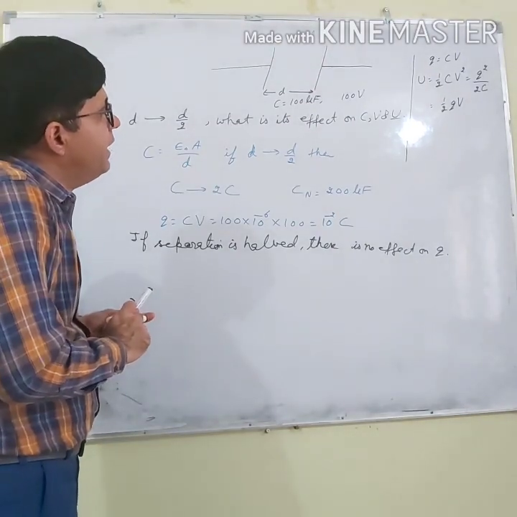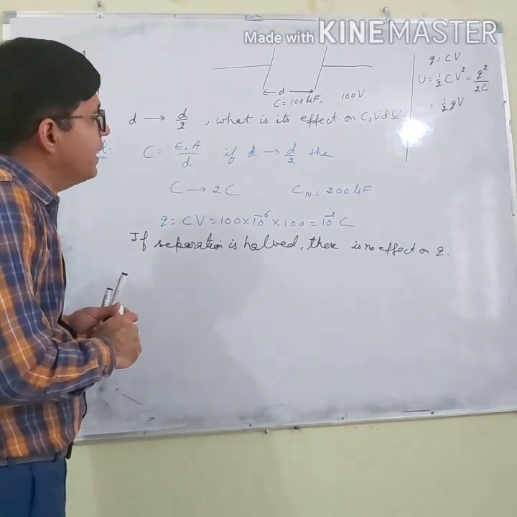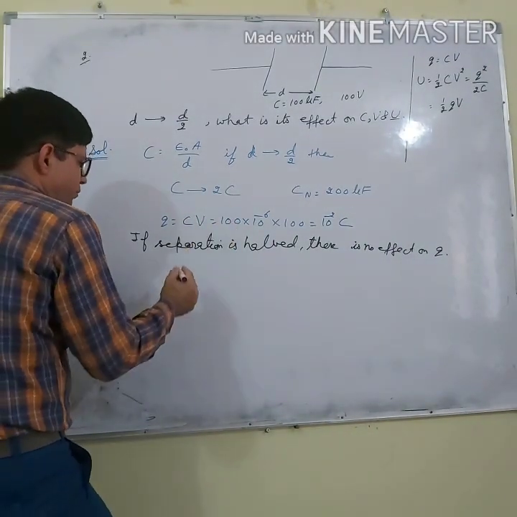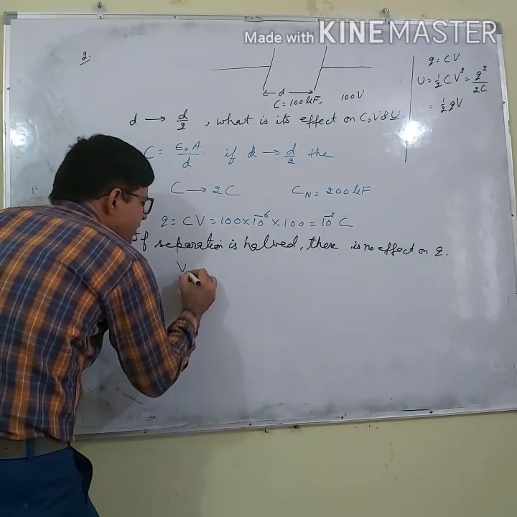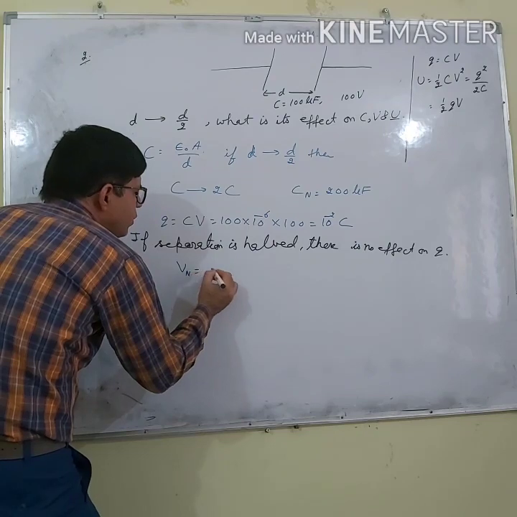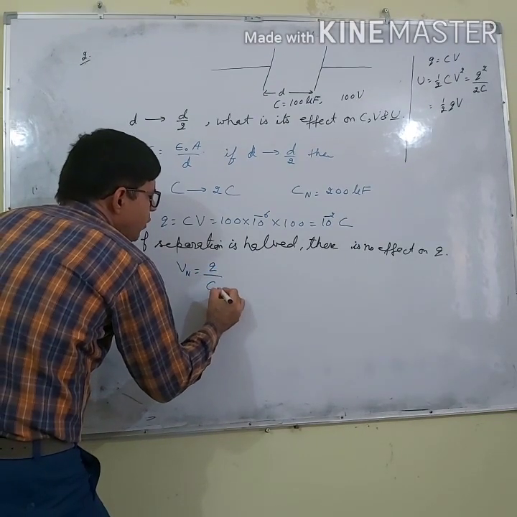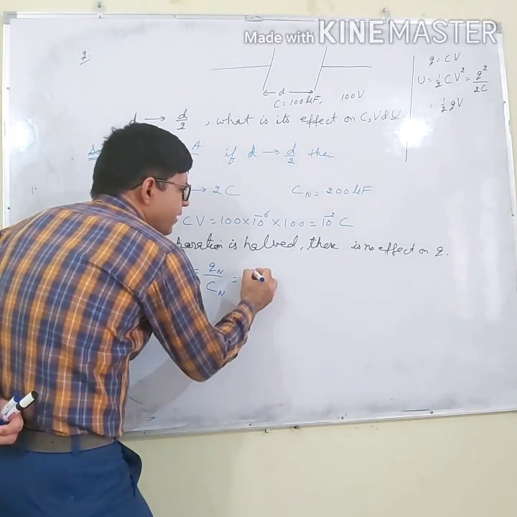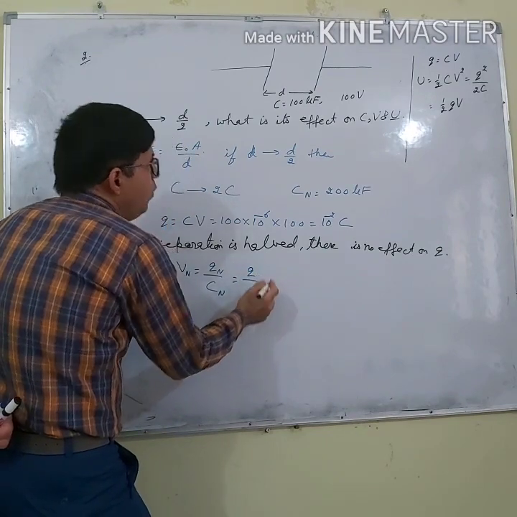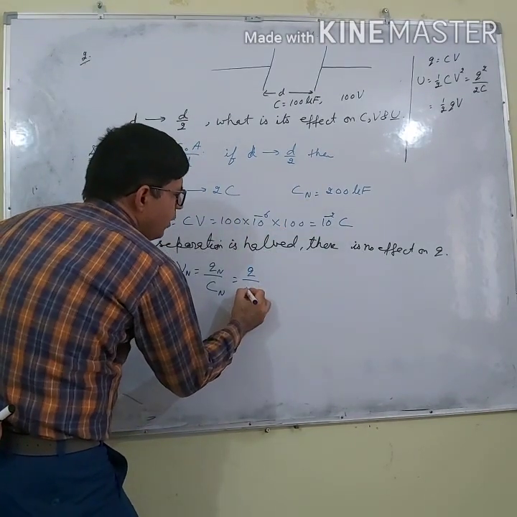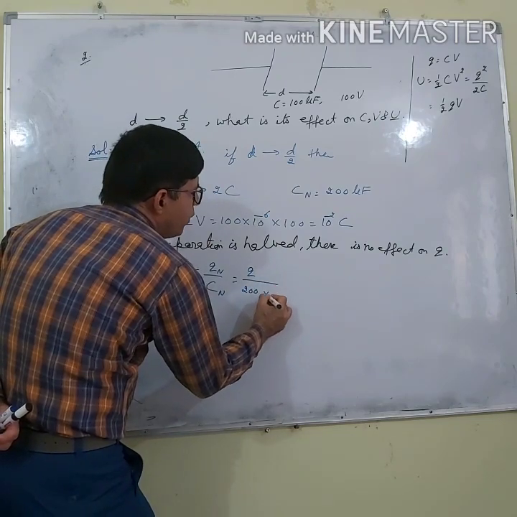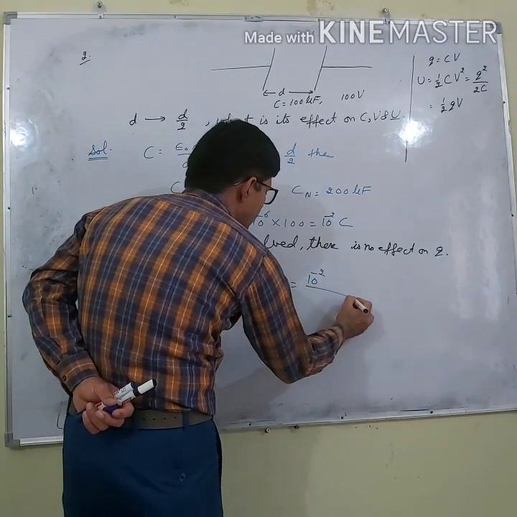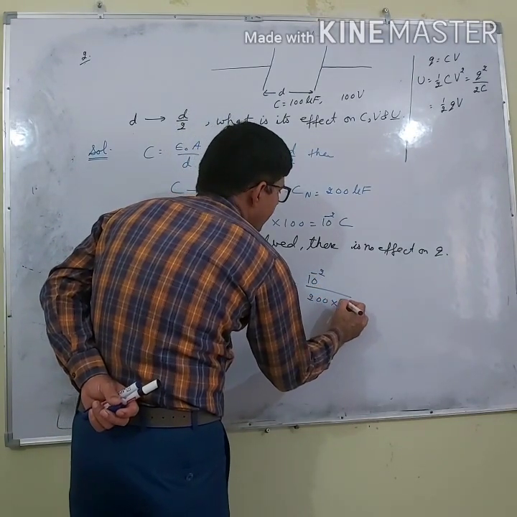Now what will be its effect on the potential and the potential energy? The new potential equals the charge upon capacity, new charge by new capacity. The new charge does not change, so I am writing it as Q. And what is the new capacity? The new capacity is 200 microfarad, so 10 to the power minus 6. And what is the charge? 10 to the power minus 2. 200 multiplied by 10 to the power minus 6.